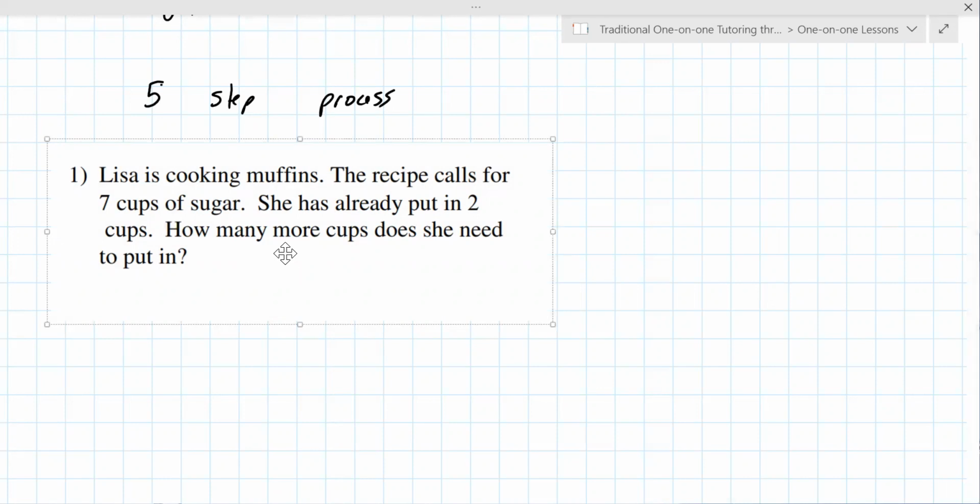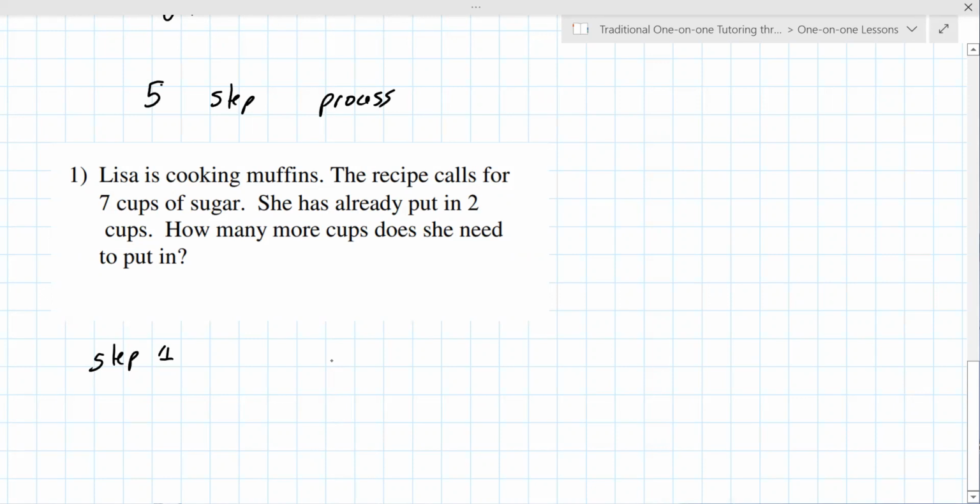Lisa is cooking muffins. The recipe calls for 7 cups sugar. She's already put in 2 cups. How many more cups does she need to put in? Okay, very good. So what is step 1? Write down what you need. How many cups does she need to put in?